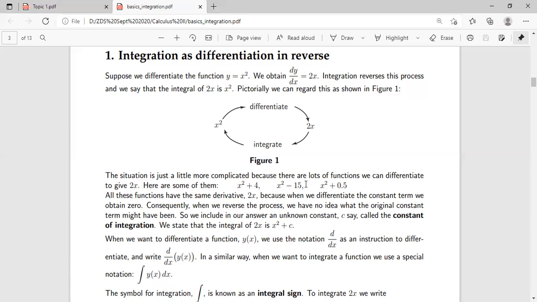Because our x here is raised to 0, and any number raised to 0 is 1, 0 multiplied by 15 ultimately eliminates the constant. Consequently, when we reverse the process, we have no idea what the original constant term might have been. And that is why we add a c. So include a c in the answer, and this is what we call the constant of integration.